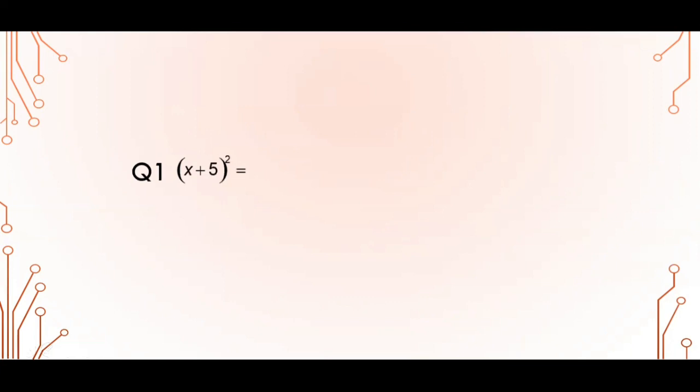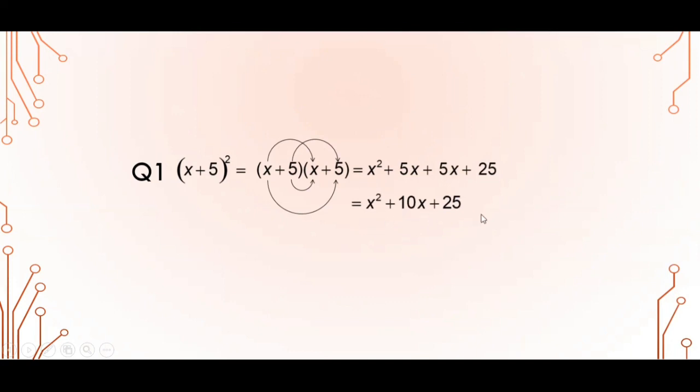Now here you have x plus 5 the whole square. Now we know that x square is equal to x into x. Same way, x plus 5 the whole square will be x plus 5 into x plus 5. We follow the same procedure. First, x multiplied by x, we get x square. X multiplied by 5, we got 5x. 5 multiplied by x, we get 5x again. And 5 into 5, we get 25. Add the like terms. 5x plus 5x is going to be 10x. Yes. So we get x square plus 10x plus 25.